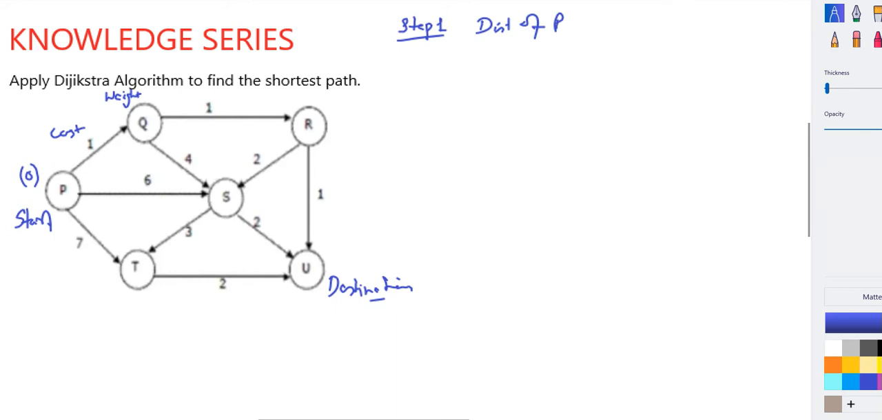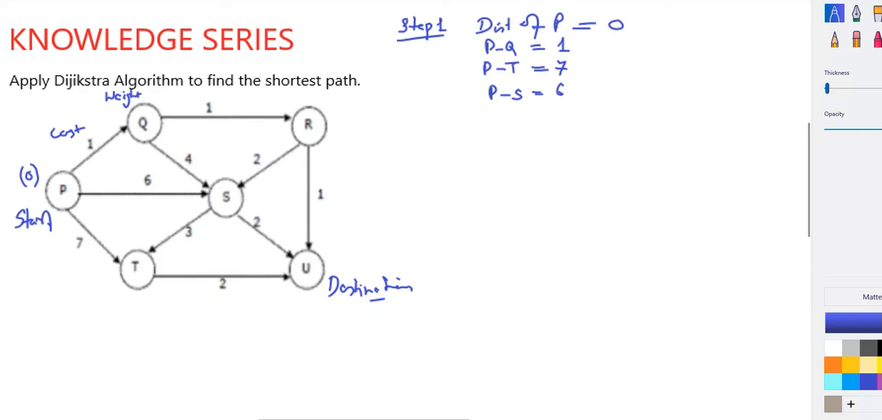So we will write the distance of P as the starting point, that is equal to 0. Distance of P to Q we can state as 1. And what about P to T? P to T we can state as 7. And P to S is equal to 6. These are the 3 things we can see. These are the direct paths, or we can say the links that exist between the peer-to-peer conditions.